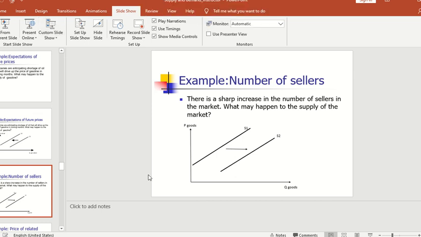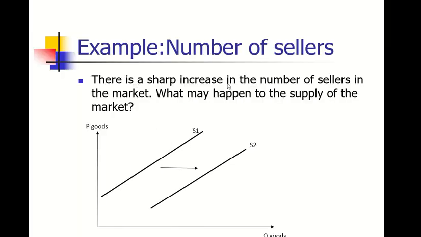The next one is pretty straightforward, so I'm not gonna linger on that too much. As we have an increase in the number of sellers in the market, we are likely to observe an increase in the supply of goods. Okay, so that's a rightward shift of the supply curve there.